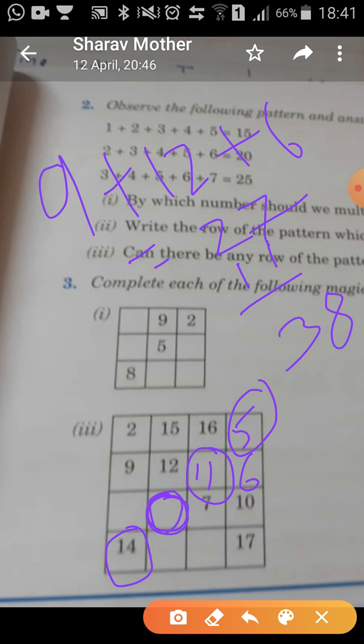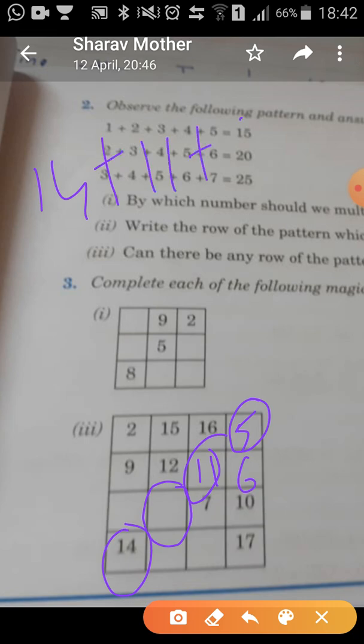Yes, so let's do this again. We are supposed to find out this box. What are the 3 pieces of information we have for this box? We have 14, we have 11, we have 5. So what is 14 plus 11 plus 5? It is 31. 31 plus how much is 38? 31 plus 7 is 38. So what will you write over here? You will write 7 over here.